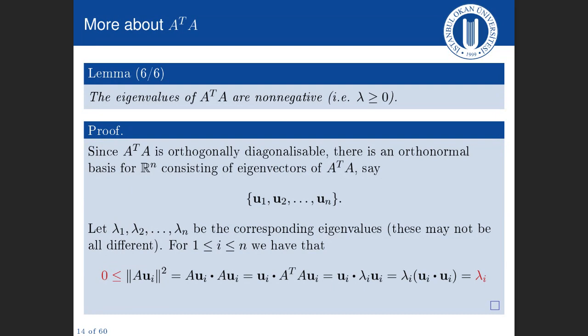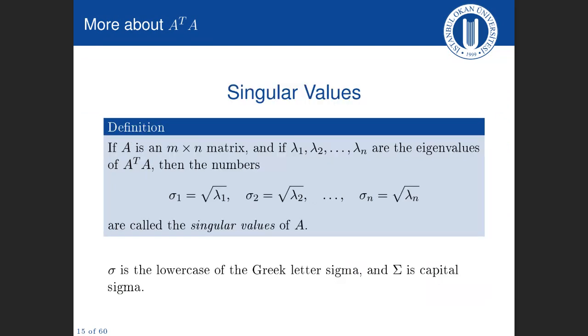Now that we know that these are all going to be non-negative, we can take square roots of these numbers. If A is an m by n matrix, and if lambda 1 up to lambda n are the eigenvalues of A transpose A, be careful, they're not eigenvalues of A, they're eigenvalues of A transpose A, because A might not be square, but A transpose A is square, then we can take the square roots of the eigenvalues, and these are called the singular values of A. For singular values, we use the lowercase letter sigma.